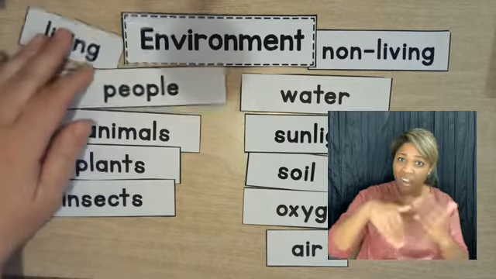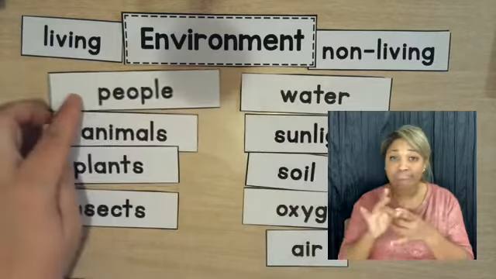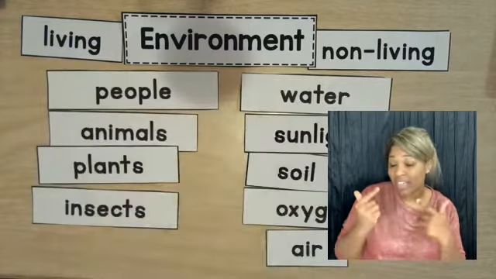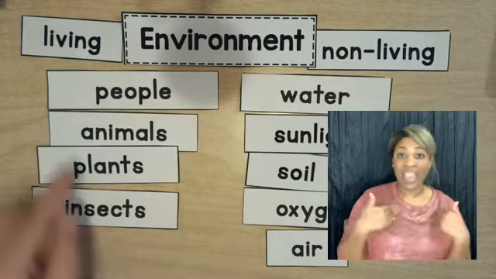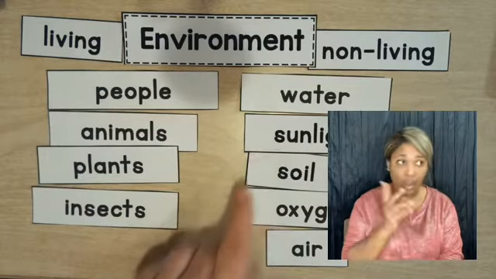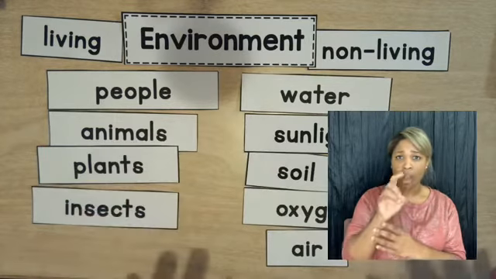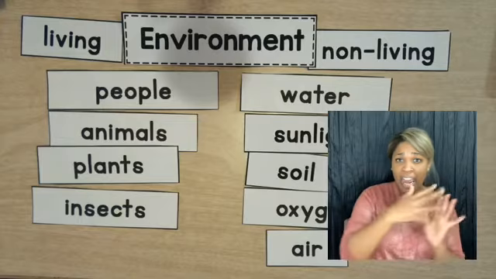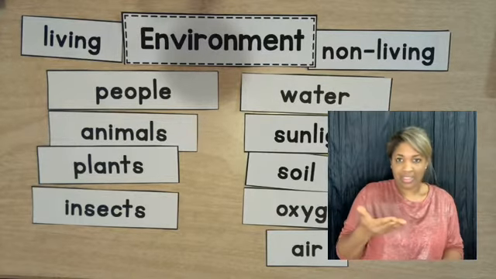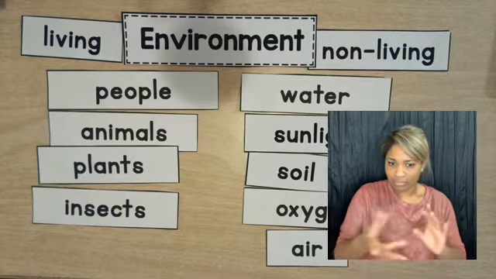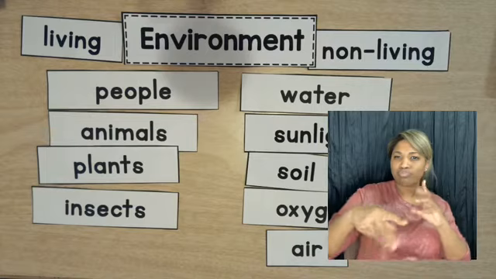So living and non-living in the environment, these things interact with each other. And when these things interact with each other, say people who find water to drink, and animals and plants that need water, we all need the sunlight and oxygen and air. When living and non-living things interact in the environment, these things make up an ecosystem.